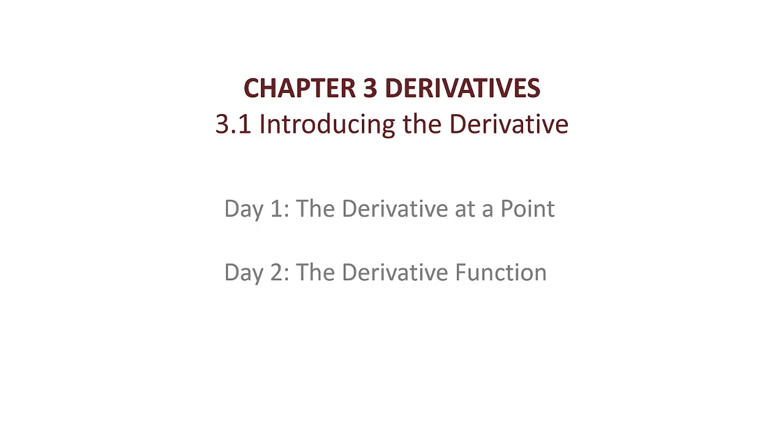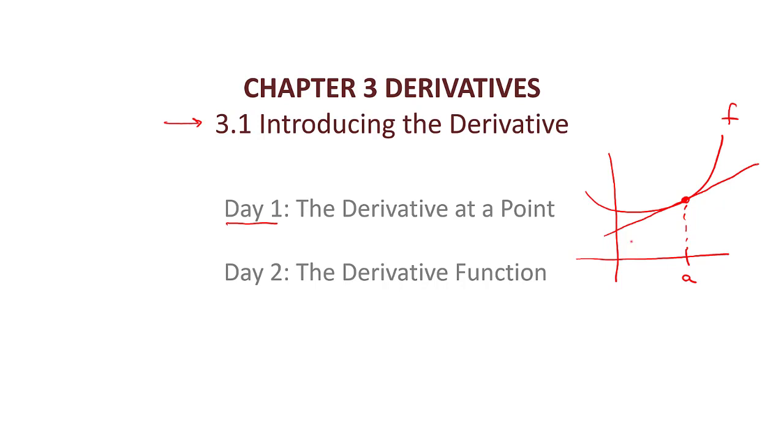Welcome back. In this video, we continue our discussion of 3.1, Introducing the Derivative. In day 1, we looked at the derivative at a point. And the idea is, if you have the graph of a function f, and you have some x value a, you can find a tangent line to the graph of f at the point where x equals a, and the slope of that tangent line is denoted f prime of a. That is the derivative at a.